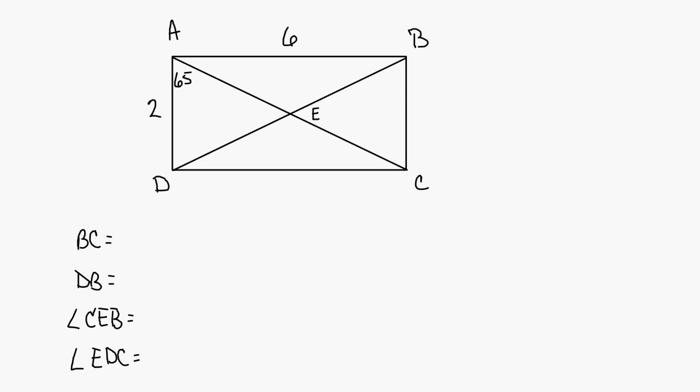All right, so let's take care of the obvious first. If the left side is 2 and this thing is a rectangle, then what's the right side? Good. If the top is 6, what's the bottom? 6, good.